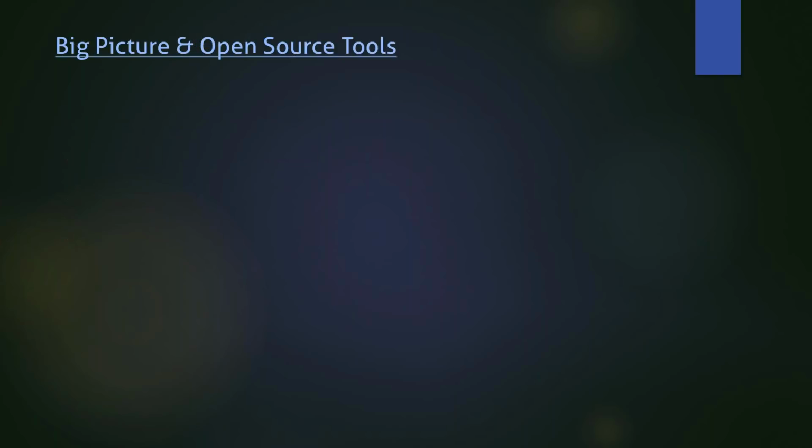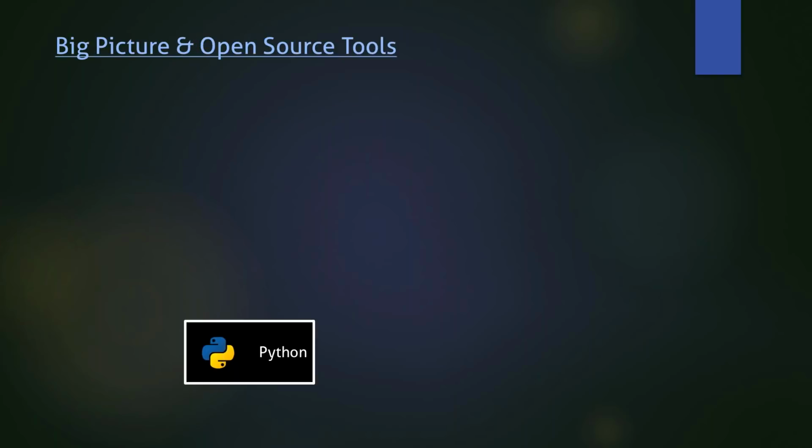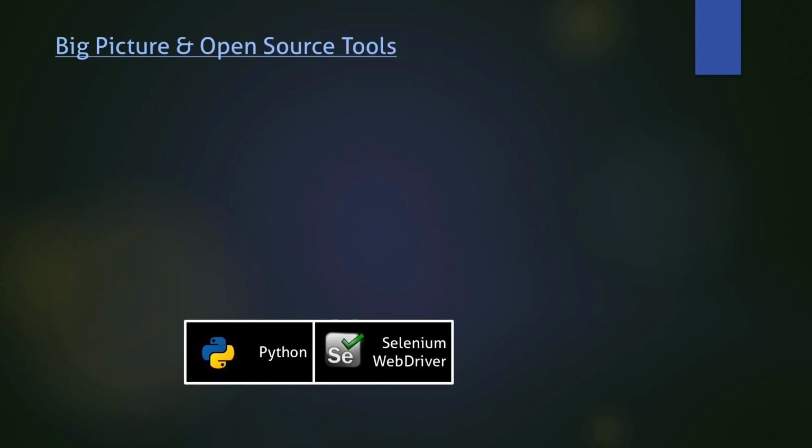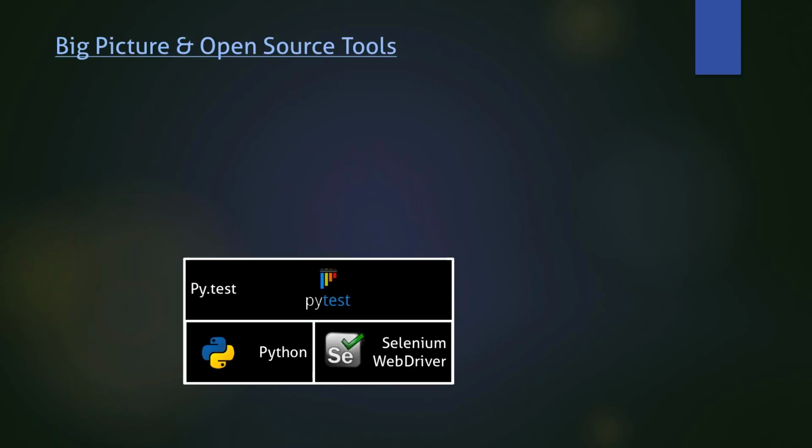So let's continue. Here is a big picture and the open source tools that I am using in my automation testing. So first, we'll need to install Python language. I use Python, and this is the language that we are creating tests with. And of course, we need to add Selenium package into our project. We need to bind it with Python. On top of that, for the testing framework, I'm using PyTest, but you can use unit test, you can use Nose, you can use whatever works for you.